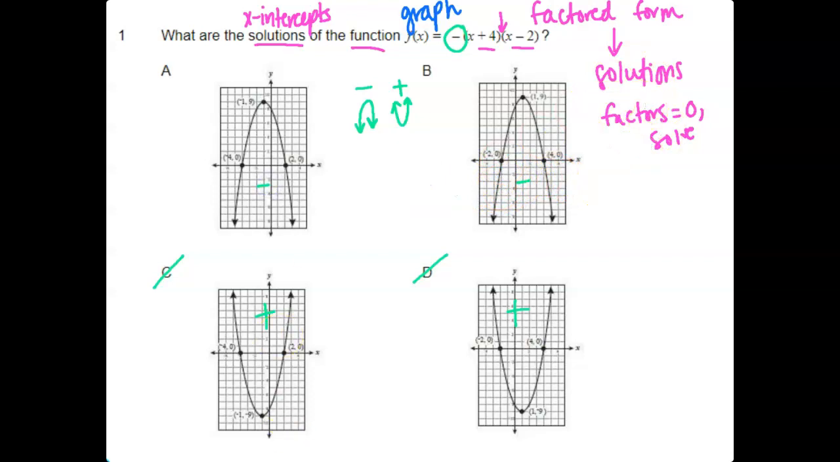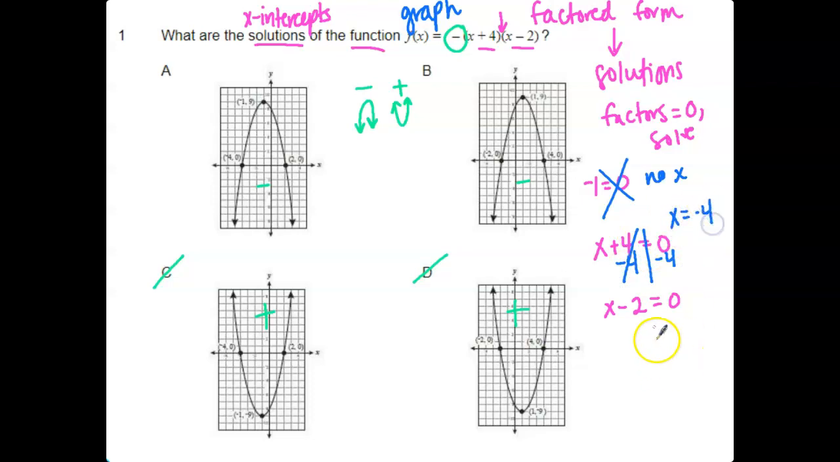Either way though, we're going to take these factors and set these factors equal to 0. Technically, one of my factors is -1 equals 0. The next factor is x plus 4 equals 0. And our last factor is x minus 2 equals 0. This one has no x, so we can't use that one to solve. This though, minus 4 on both sides, so that means x is equal to -4. Then plus 2 on both sides. Again, we're using inverses here, so that would mean that x is equal to 2.